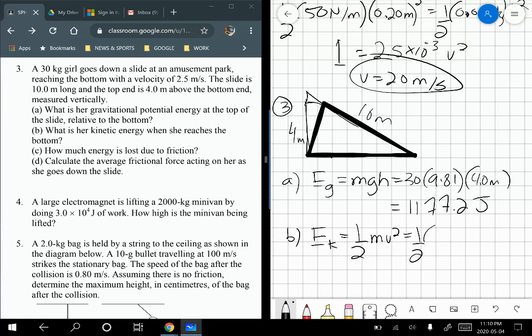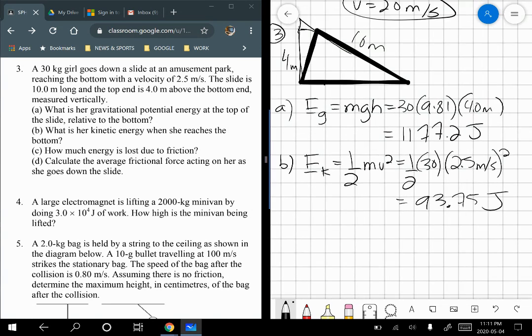It's 1/2, 30 kilograms, and it says she reaches the bottom at 2.5 meters per second. We don't forget to square that. So if we type that in, I should get a value less than that original gravitational energy. 0.5 times 30 times 2.5 squared. It's all the way down to 93.75 joules of energy. And that's how you do B.